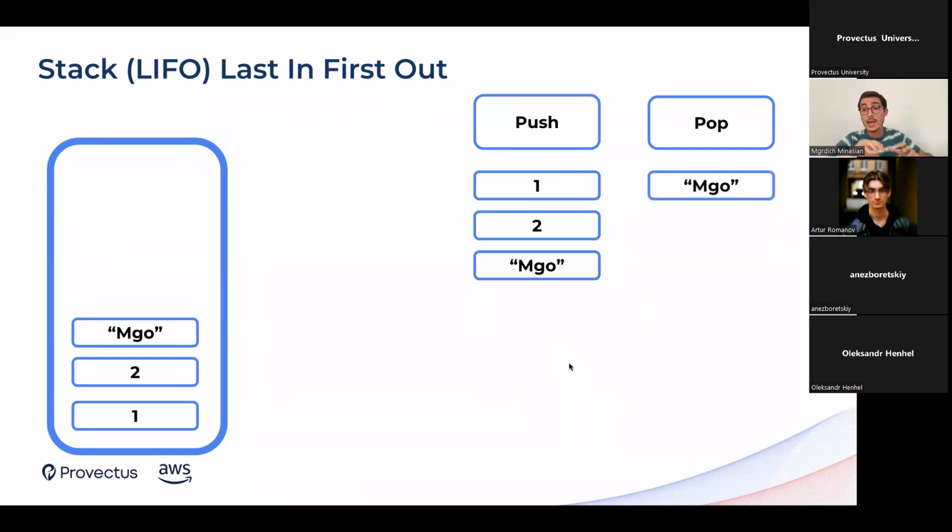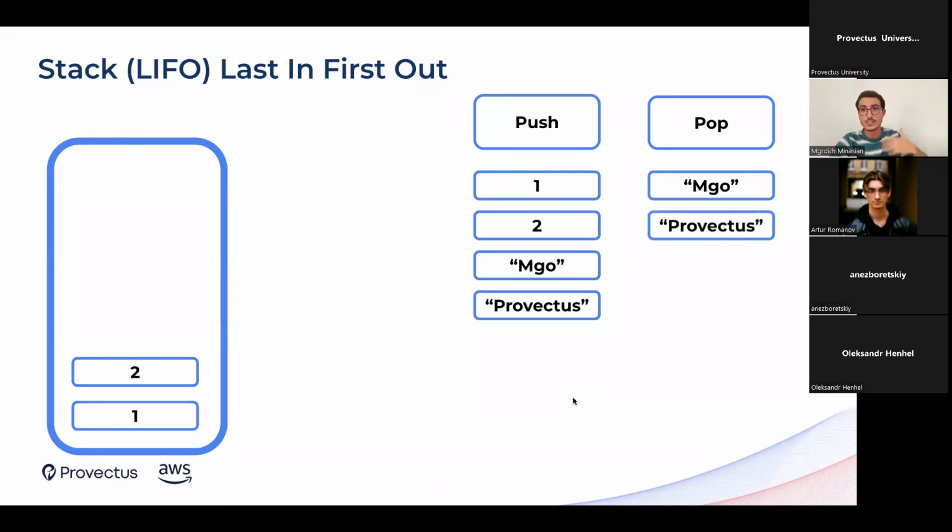And then I am popping it. So I am removing which one? The last element from the stack, from the list, and it will return to you its value. So when I call pop, it will remove Mago from the stack. And then, like I did before, I can push Provectus into the stack, and then I can remove it by calling the pop functionality again.